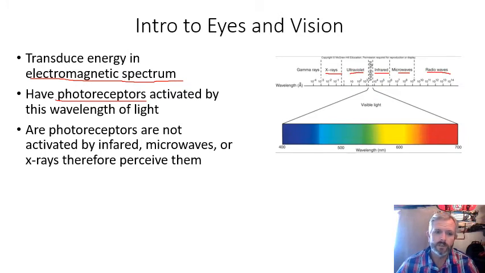It's because our photoreceptors are not stimulated by those wavelengths. They are only stimulated by the wavelengths in this visible light range, this 400 nanometer to 700 nanometer, blue to red visible light range. Those are what are going to stimulate our photoreceptors, and that is why we can see these lights. Okay, the visible light.